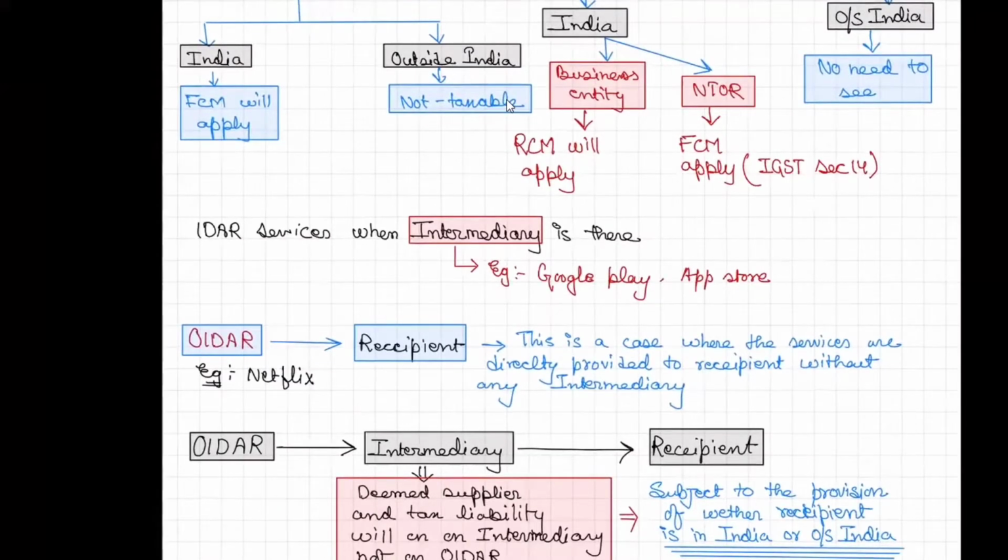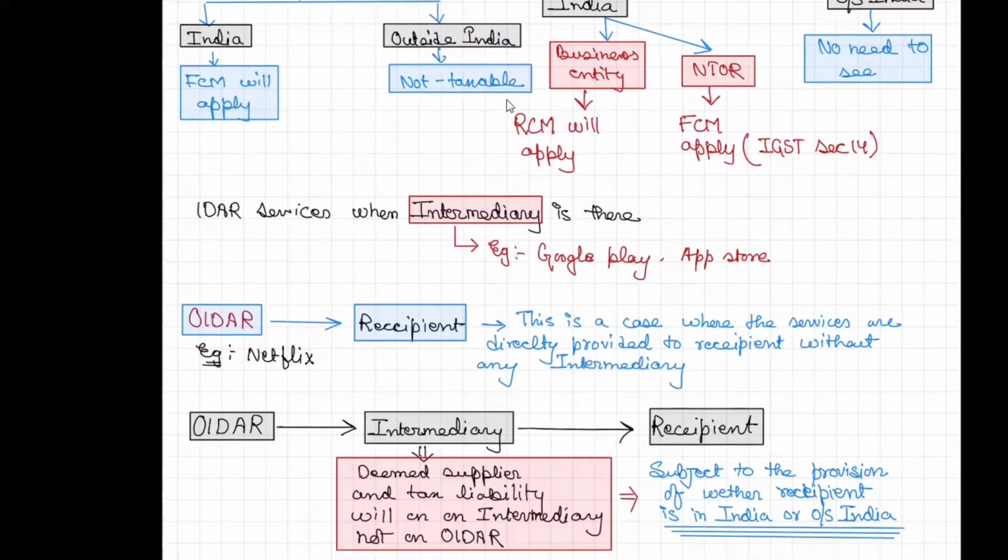Okay, so whenever OIDAR provides the service to the intermediary and the intermediary provides that service to me, correct. In my example, Good Note was there. So the App Store is now eligible to pay tax, not OIDAR. Our government won't go to that OIDAR. It will go to that intermediary, the App Store, to pay tax, because I am not a registered person. I am an unregistered person. I am NTOR. Correct.